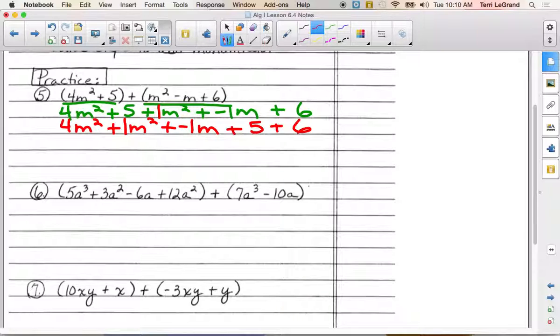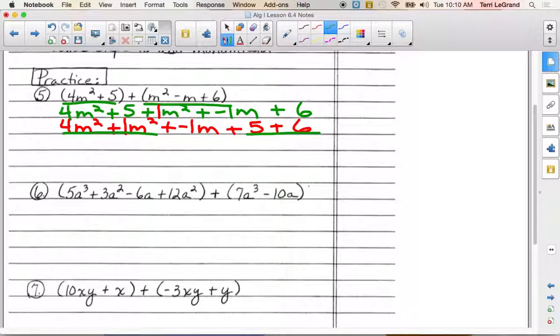Do you have a question, Doug? Okay, and those, can you add what? 5 and 6. Yep, we can. Right now we're just rearranging and putting the like terms beside each other. So yes, we can add. What parts can be added? You said the 5 and the 6 can be added. What else can be?